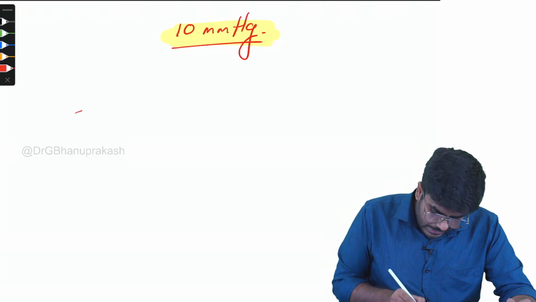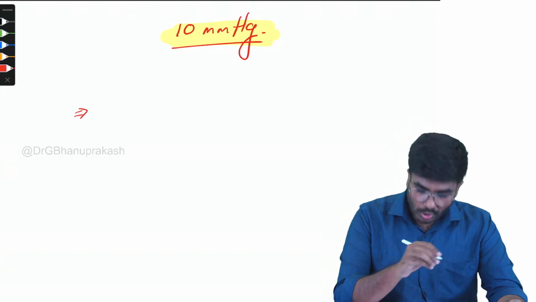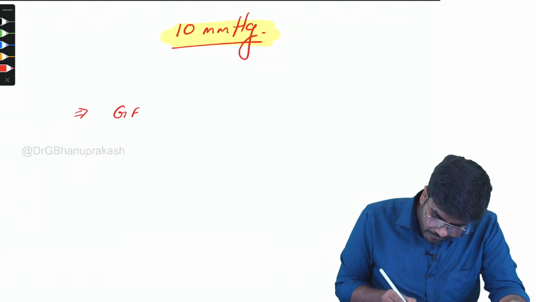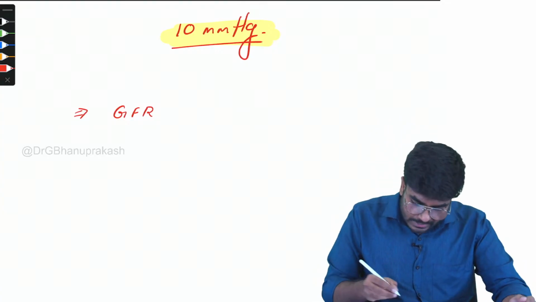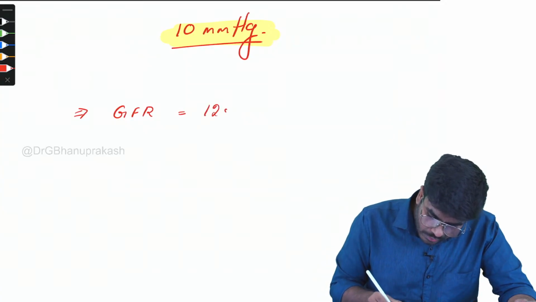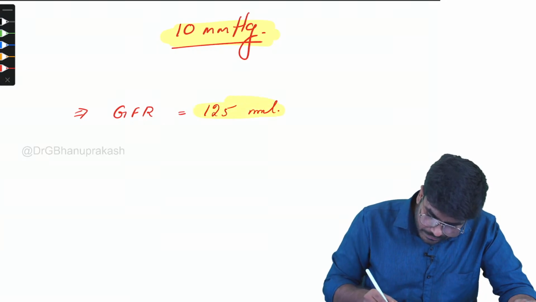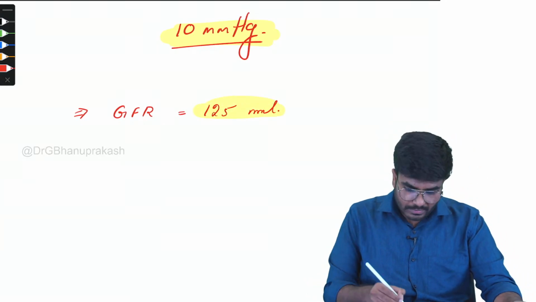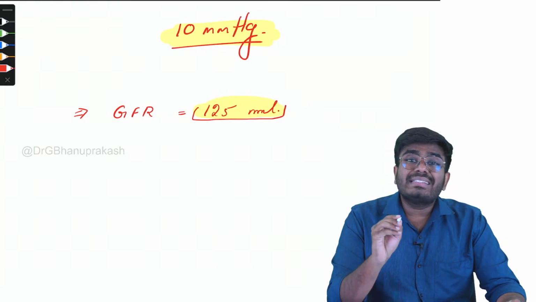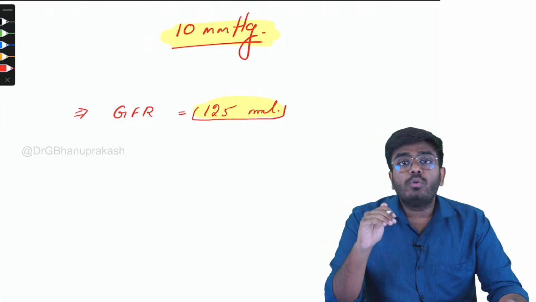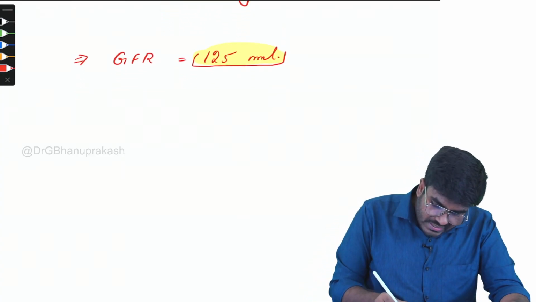Now, in the previous class, we have already discussed, sir, what is the glomerular filtration rate? GFR, glomerular filtration rate. Every minute, how much filtration is happening? Sir, the glomerular filtration rate is 125 ml. Okay, filtration is happening every minute, 125 ml. So, how will we calculate it? How to calculate GFR?